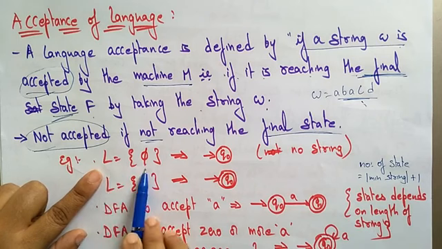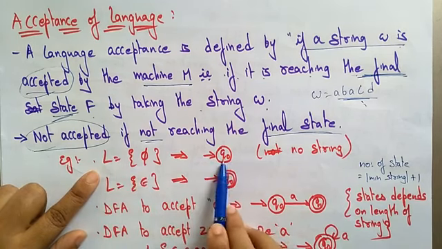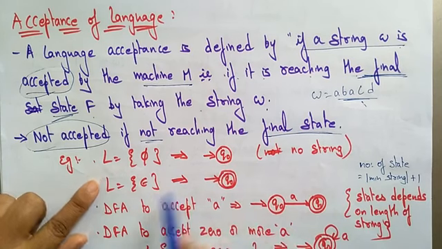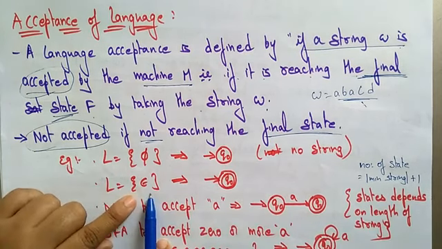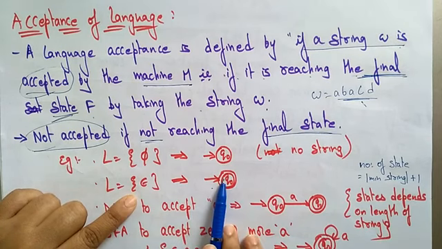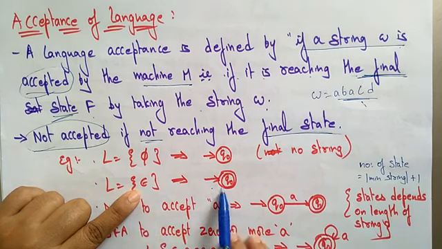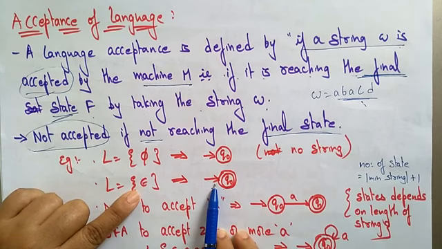Suppose the language is phi, meaning there is no string, only one state is there, Q0, and there is no next state. And if the language is epsilon, the empty string, it is an initial state and it is the final state, because there are no moves here. Epsilon means no transition, so it is the initial state as well as the final state.